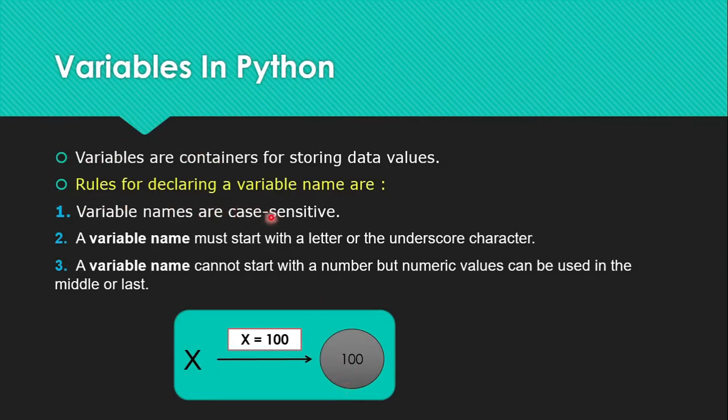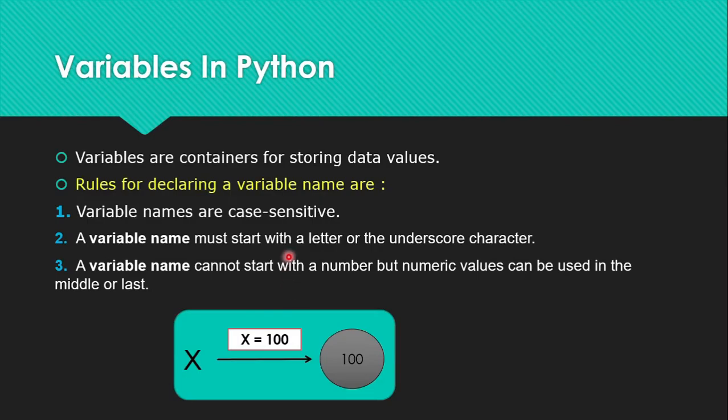So these are the rules for naming variables. The first rule is variable names are case sensitive. For example, if here it is capital X equals 100, this means the value of capital X is 100. If I write small x equals 100, then that is a different thing, because small x and capital X are different variables in Python.